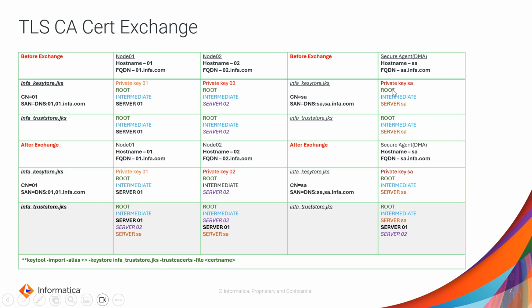Secure agent has its own private key, root, intermediate, and server certificate. Now this is the content of infa keystore.jks for node 1, node 2, and the secure agent. Now for infa trustor.jks, node 1 contains root, intermediate, and server certificate. As we know, trustor is keystore minus private key. So trustor contains only the certificate chain without any private key.